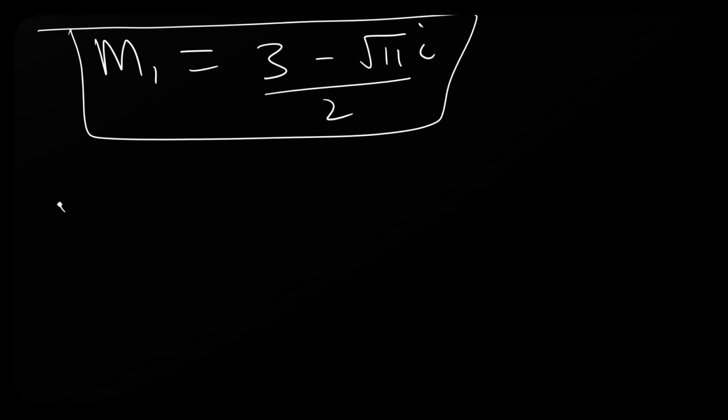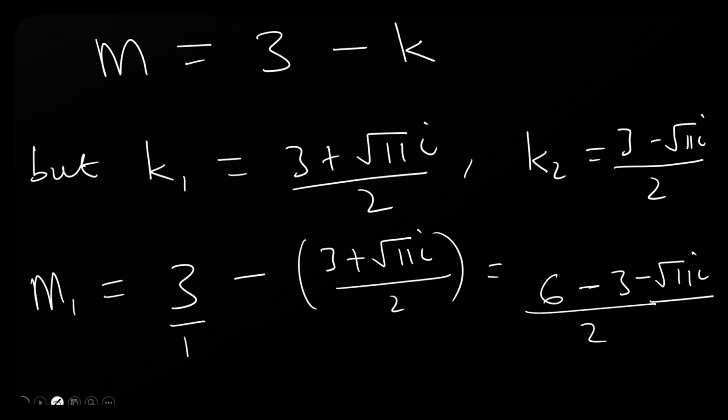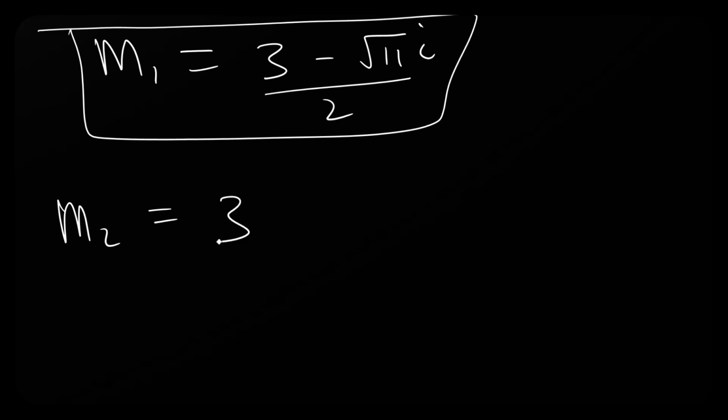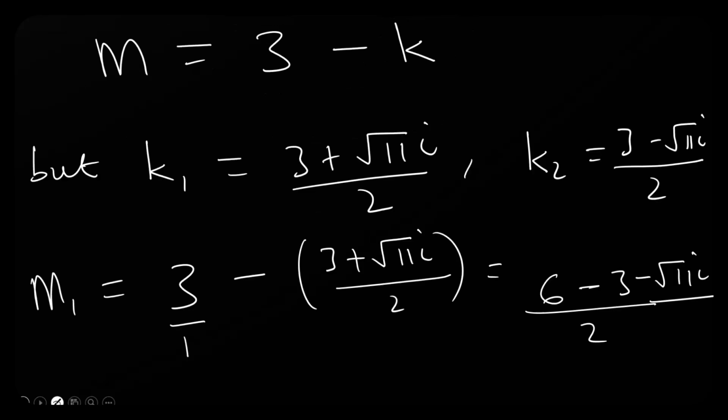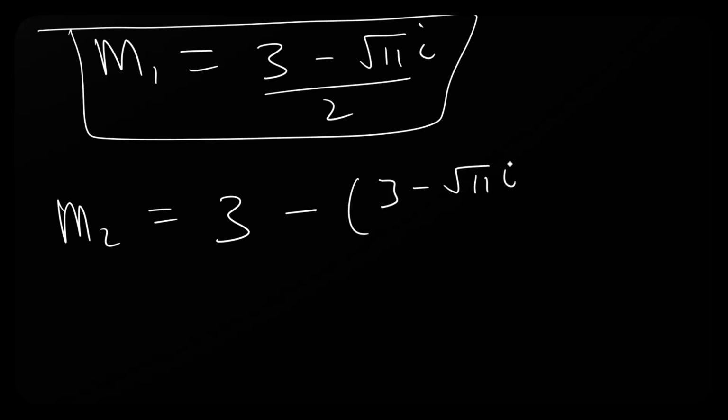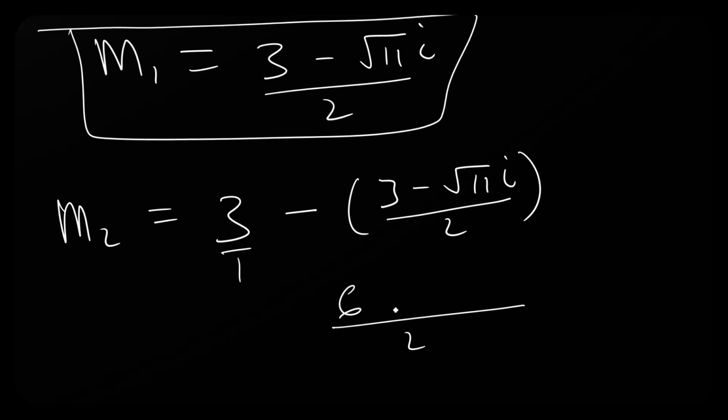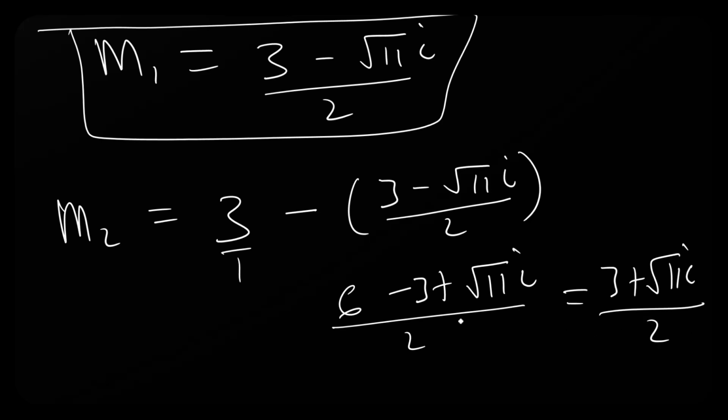Now let's look at M2 when K2 is given. So this is K2, 3 minus root 11 i on 2. I think this one will alternate. So let's check. So 3 minus K, but K is 3 minus root 11 i on 2. So we have LCM as 2. 1 into 2, 2 times 3, 6. So this one going in, minus 3 plus square root of 11 i. So we have 3 plus square root of 11 i on 2. That is M2.